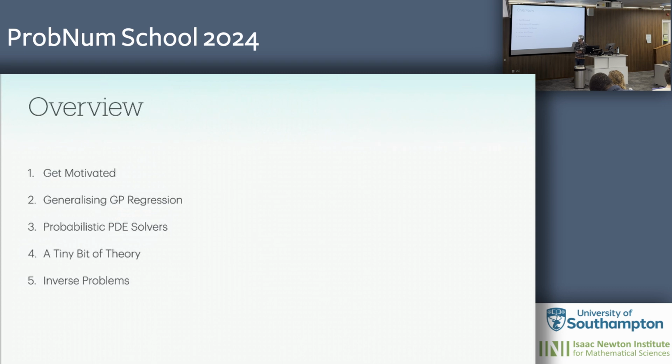So I have 5 sections here. We're going to start by getting ourselves really motivated for the topic of solving PDEs. Then we'll talk through in sections 2 and 3 how we get from what we've seen so far, so basically GP regression plus probabilistic linear solvers, to PDE solvers. In section 4 we'll do a tiny bit of not particularly intimidating theory. And then finally in section 5 we'll talk about some of my work in applying these solvers to solve Bayesian inverse problems.